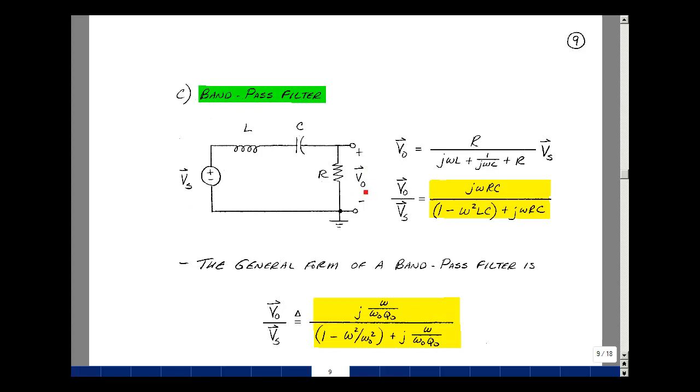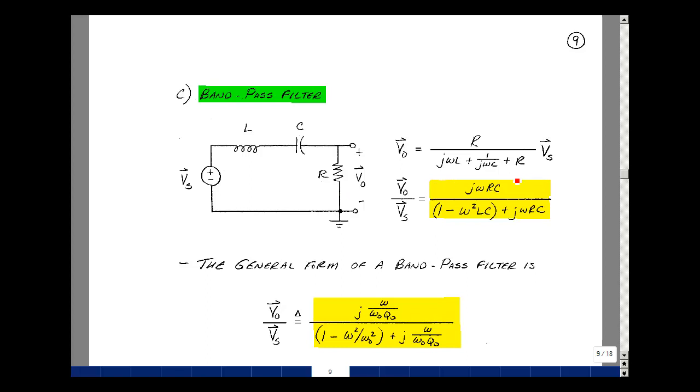Well, V out is equal to the voltage across this resistor, and we have series combinations. They all share the same current, so we could use a voltage divider. So V out is going to be equal to R over the sum of the impedances j omega L plus 1 over j omega C plus R. And that's this expression right here.